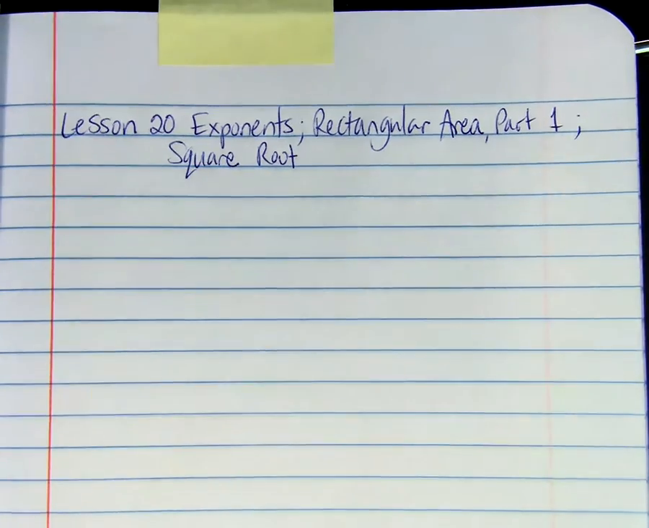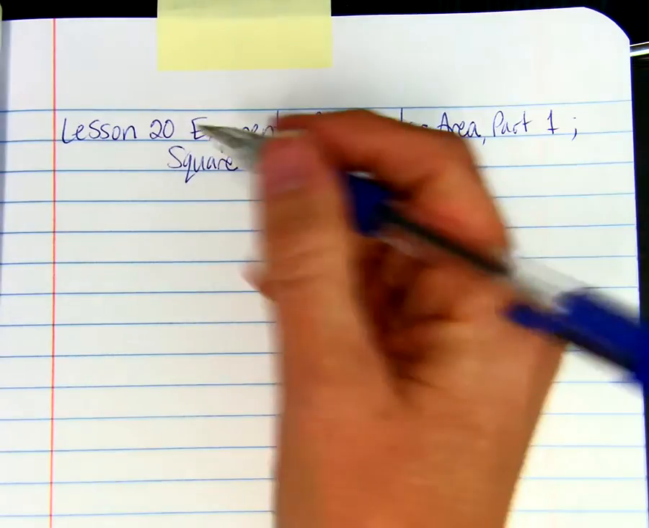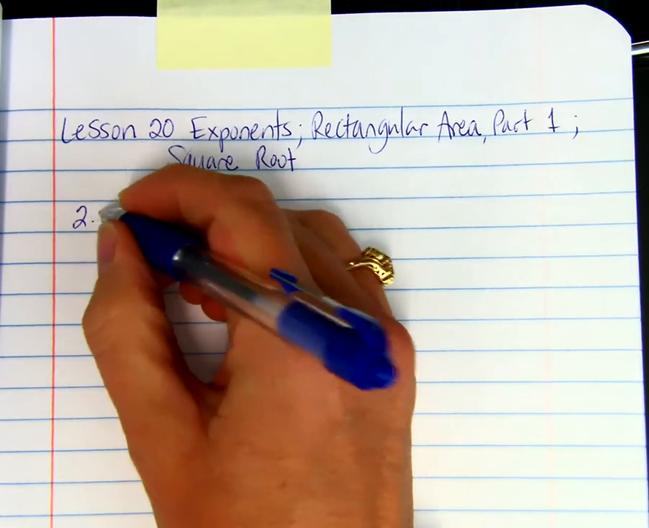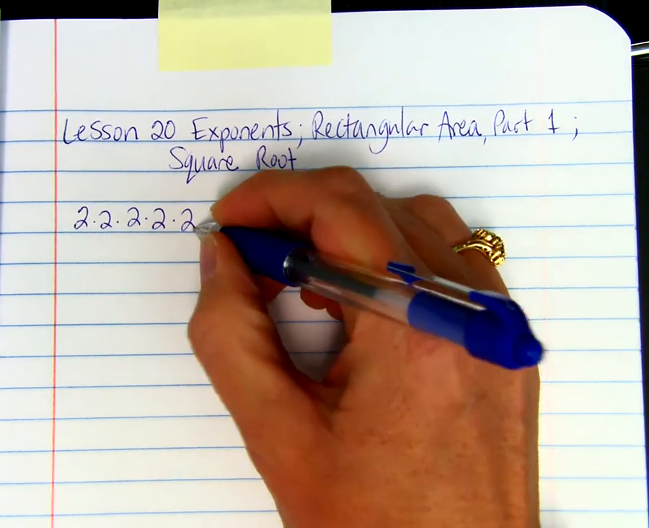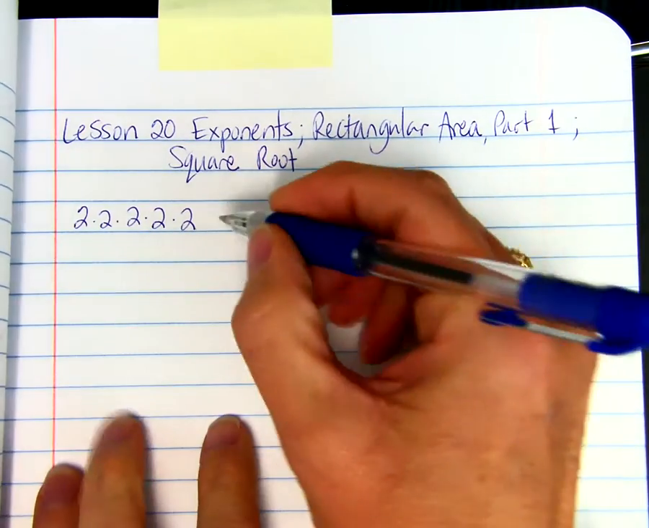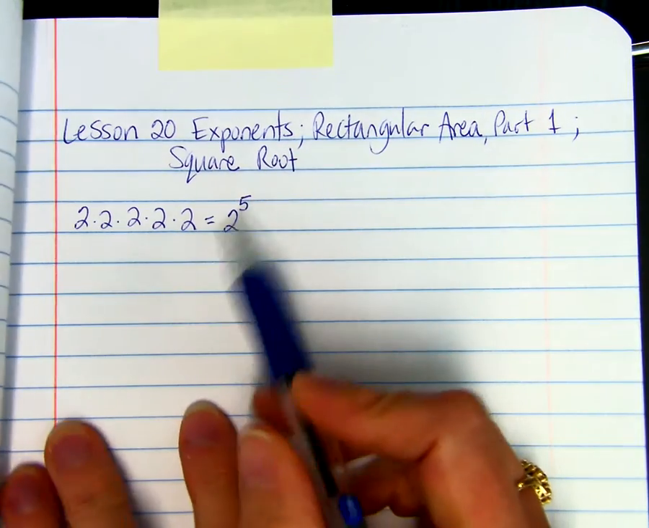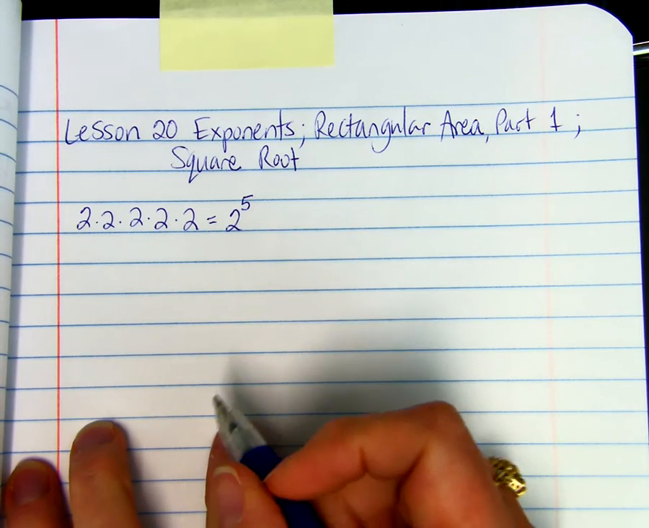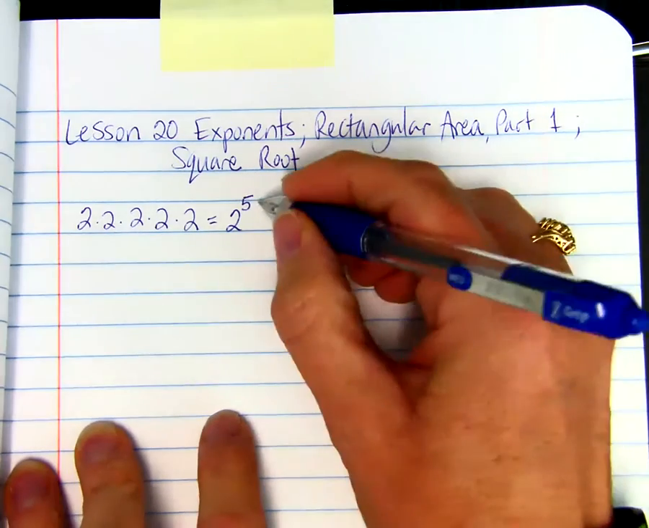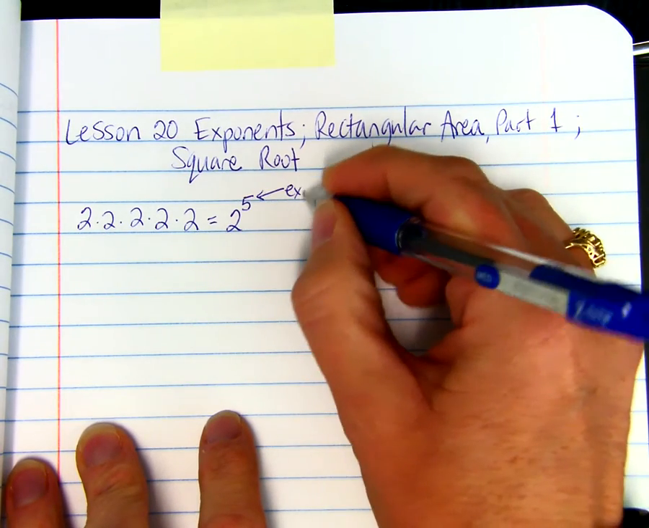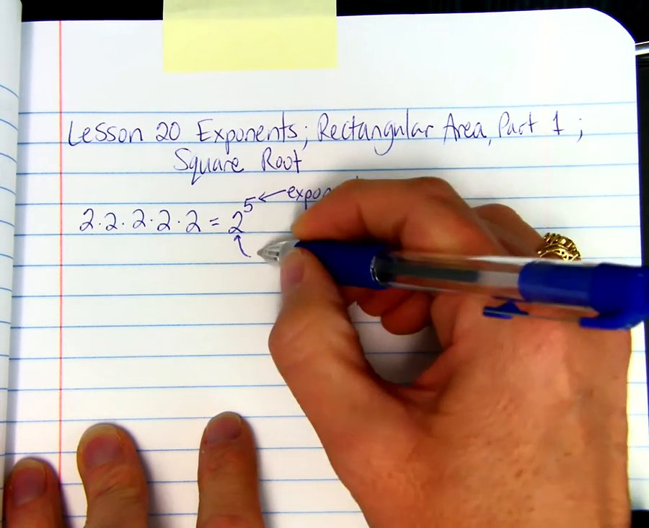So when we have repeated multiplication, we use an exponent. For example, if I had 2 times 2 times 2 times 2 times 2, we can write that using an exponent, 2 to the 5th. The exponent just means you multiply the number 2 5 times. So this is called the exponent, and this number 2 is called the base.